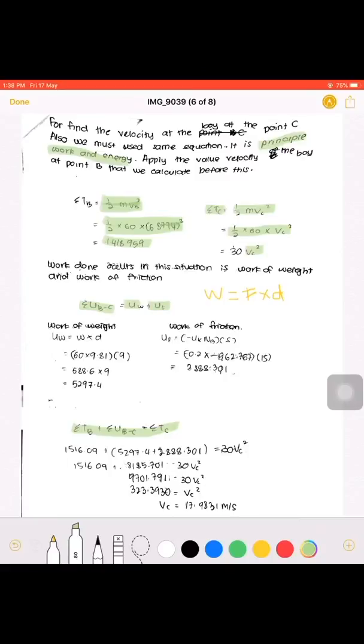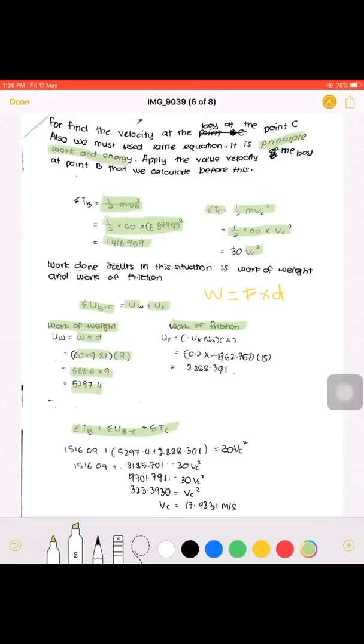Work is positive when in the same direction and must be parallel. So in this situation, we have two works done: weight and friction. Firstly, we calculate the work of weight. The formula is weight times distance. First we find the weight, 60 times 9.81. Then we take the height from B to C, which the question states is 9 meter. So we get the answer.